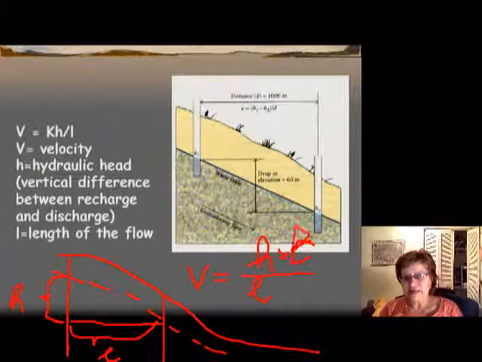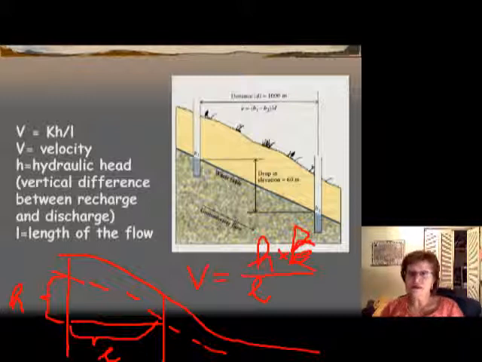So H over L times K, and K is basically a constant which depends on the type of rocks here. So the speed of the groundwater in the rock is the elevation difference between the wells, divided by the distance between the wells and multiplied by the constant, which is related to the type of rocks. This is kind of important, you should know it. That's the velocity of the water.